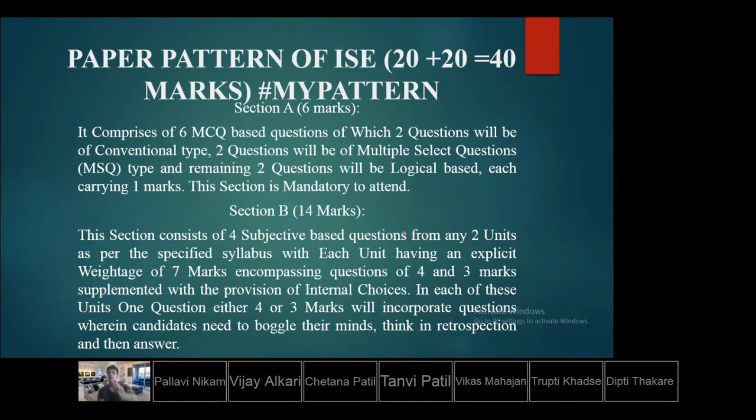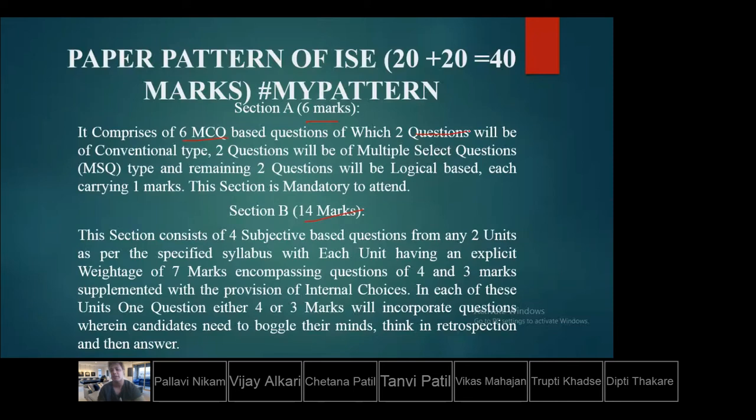Now, same pattern as whatever the institute follows: Section A will be of 6 marks, and there will be no additional subtraction in the marks. So 6 marks for MCQs and 14 marks for the subjective questions. Now listen. In the six MCQ-based questions, two questions will be of conventional type. Conventional type means a question is given to you with four options, and one will be correct.